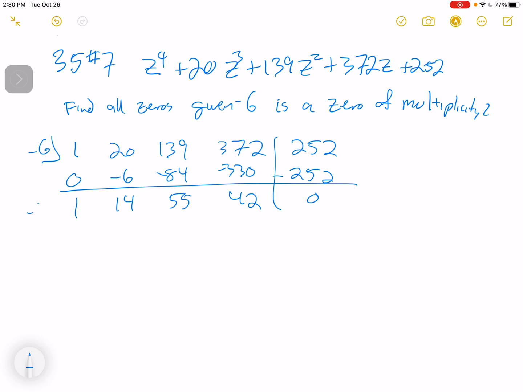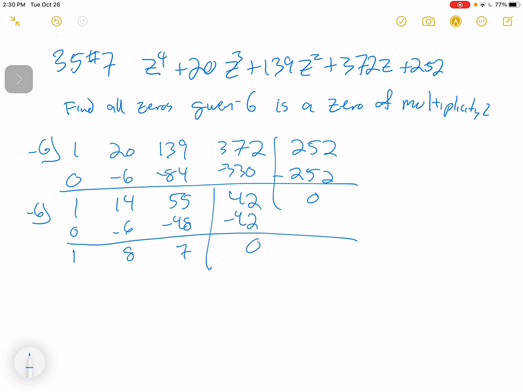But it's multiplicity 2, so we know there's another one here. And I'm doing this in an effort to get this down to maybe a quadratic that's easily factored. Okay, doing this again. Bring the 1 down. Negative 6, I get my 8. Negative 48, I get my 7. And then negative 42, and it's 0.